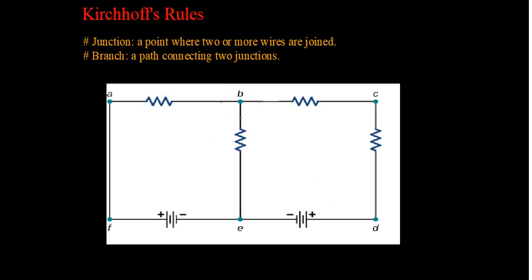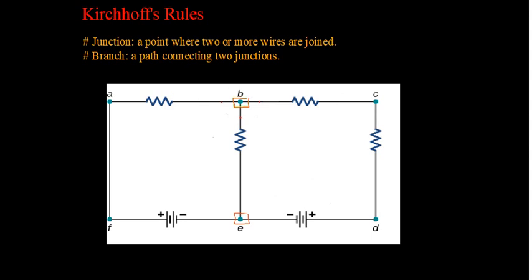First, it's the junction. Junction means a point where two or more wires are joined. When I look at my circuit here, I can identify two junctions. At point B, I have a junction because I can see three wires are connected at this point. Also, at point E, three wires are connected. That's what we call a junction.